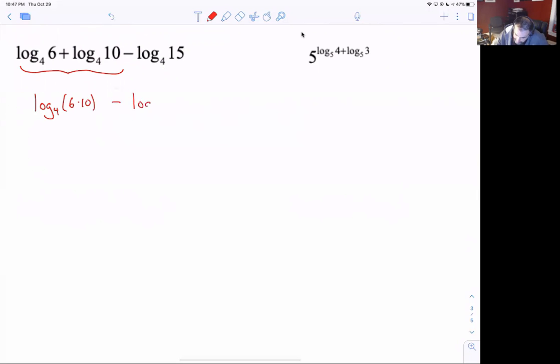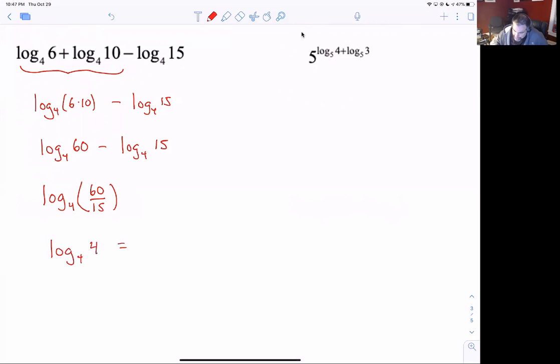Still have that log base 4 of 15 trailing along. That's going to be log base 4 of 60. And now minus log base 4 of 15. But now we have the subtraction rule. So we can do two logarithms to one, keep the base the same, and it's going to turn into a division problem. It's going to be 60 over 15. Well, that's going to turn into the log base 4 of 4.